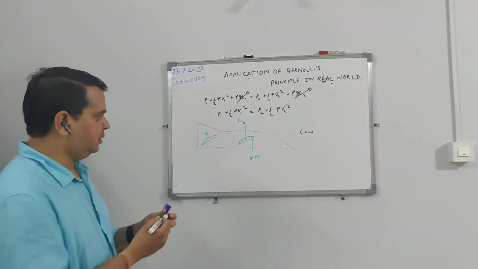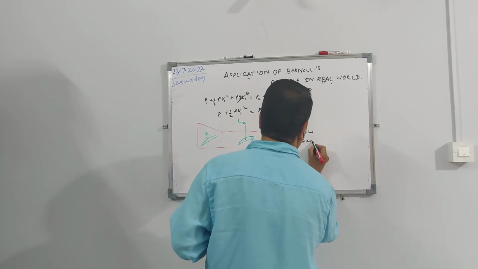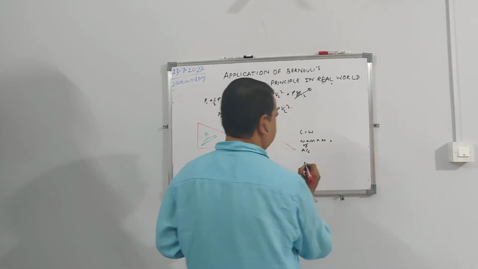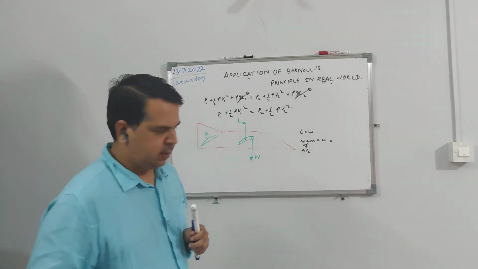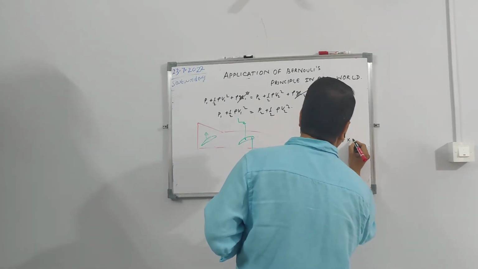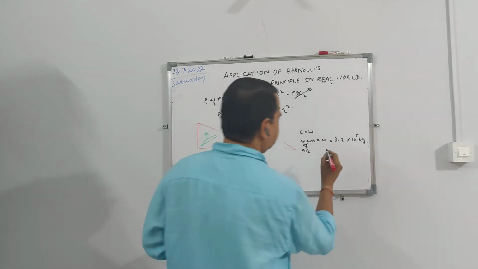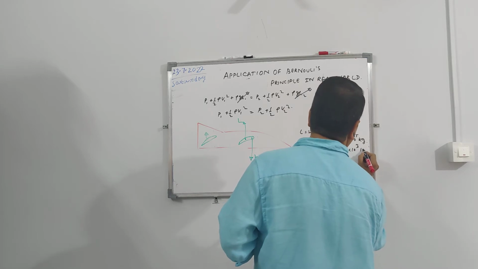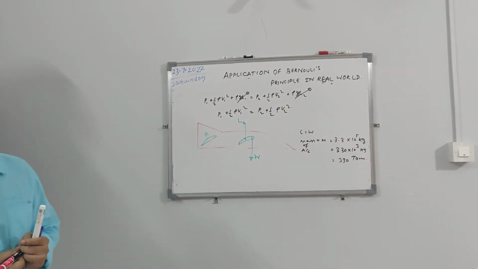So the question is like this: the mass m of the aircraft is 3.3 into 10 to the power 5 kg, which is otherwise 330 into 10 to the 3 kg, which is equal to 330 ton. So 1 ton is equal to 10 to the 3 kg. That you should remember.